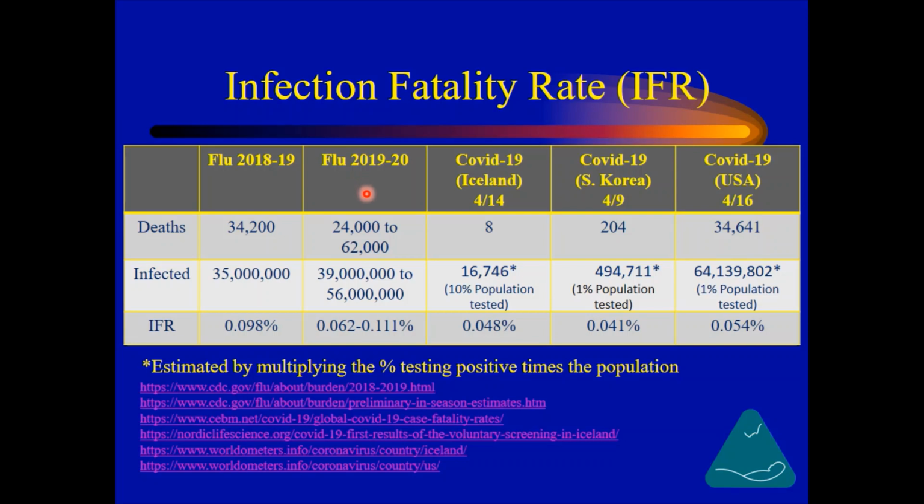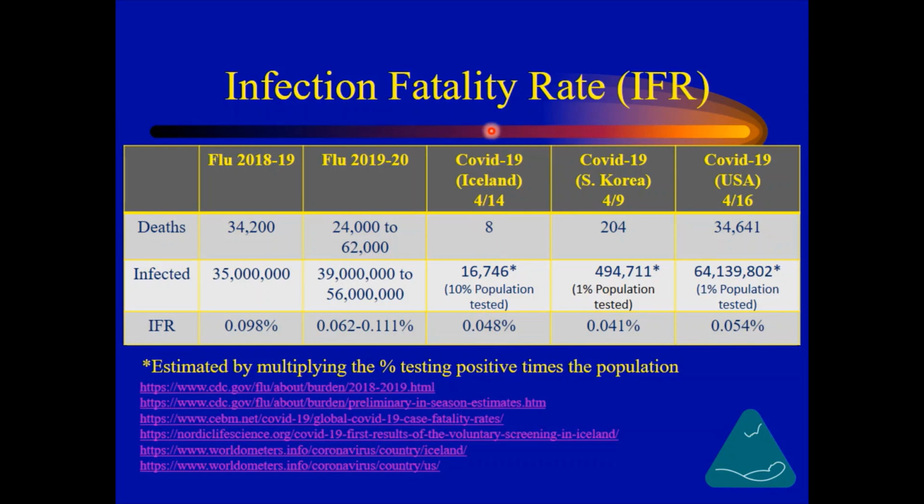Let's look at this year. Now, this year's not over, so we only have estimates, but if you go to the CDC website, you'll see these estimates. They are estimating that the total number of deaths this season will be somewhere between 24,000 to 62,000 people dying from the common flu. They estimate that the number infected is anywhere between 39 million to 56 million people. That calculates out to an infection fatality rate range between 0.062 and 0.111.